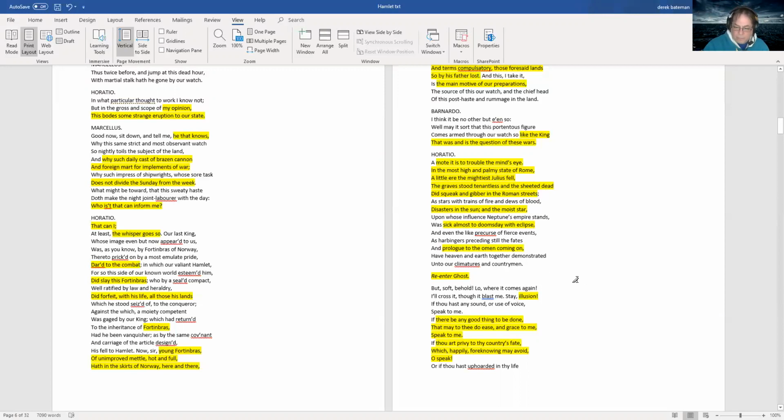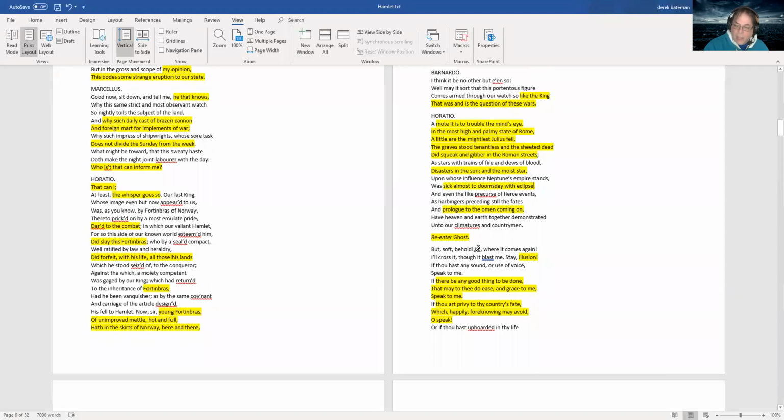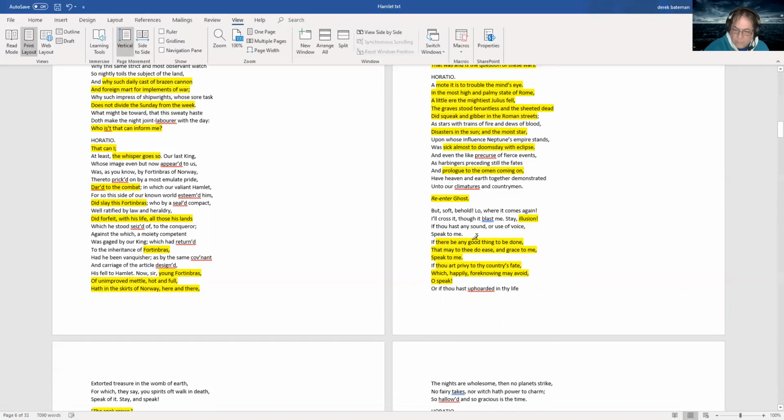The ghost re-enters. "Be soft, behold, lo, where it comes again." And now we've got another chance here, is the attitude. Horatio says, "I'll cross it, though it blast me. Stay, illusion. If thou hast any sound or use of voice, speak to me. If there be any good thing to be done that may to thee do ease and grace to me, speak to me." He's appealing to the ghost. Are you in pain? Is there anything that I can do to ease your pain? Is there anything that you can do to inform me, give grace to me? Speak to me. What are you doing here?